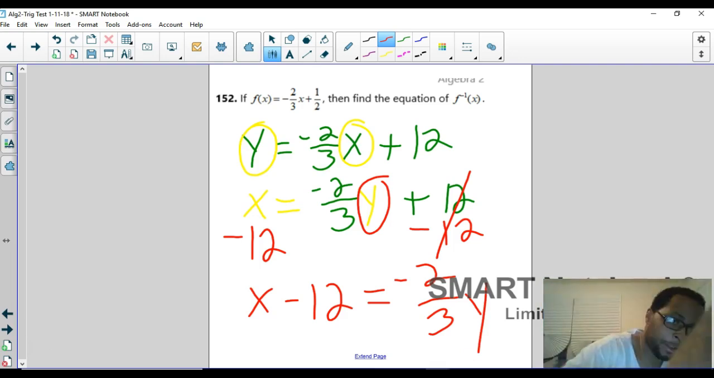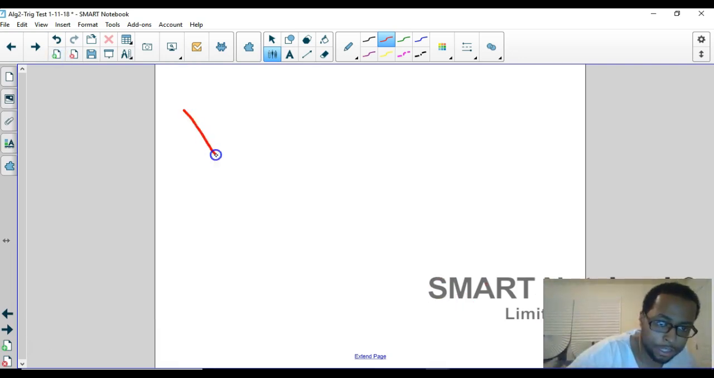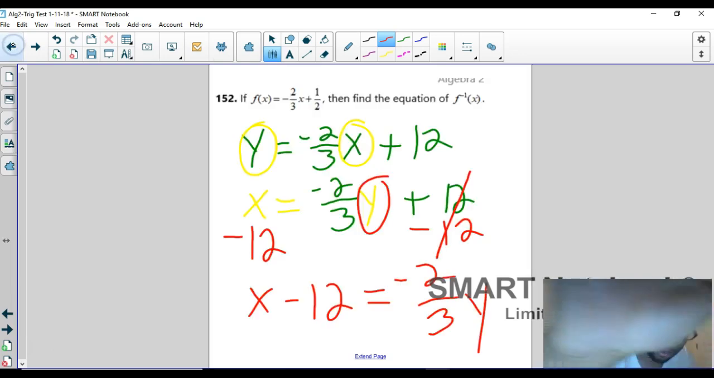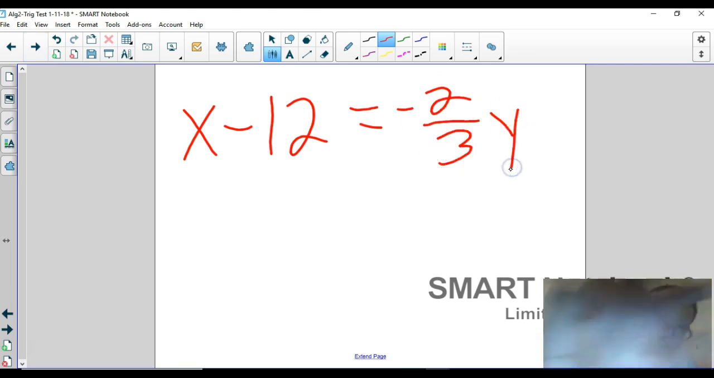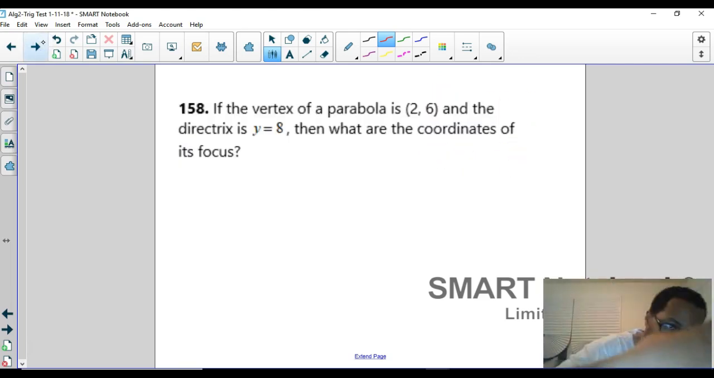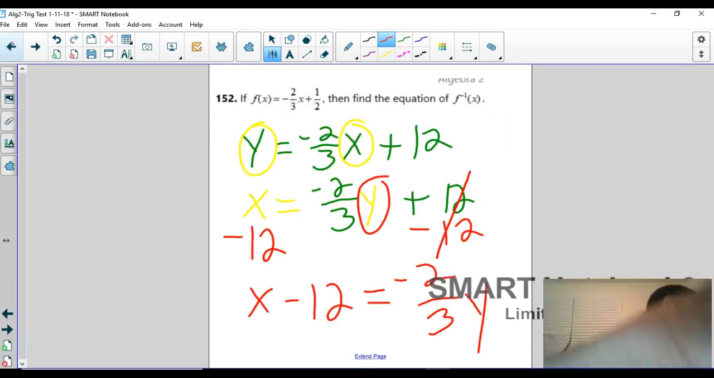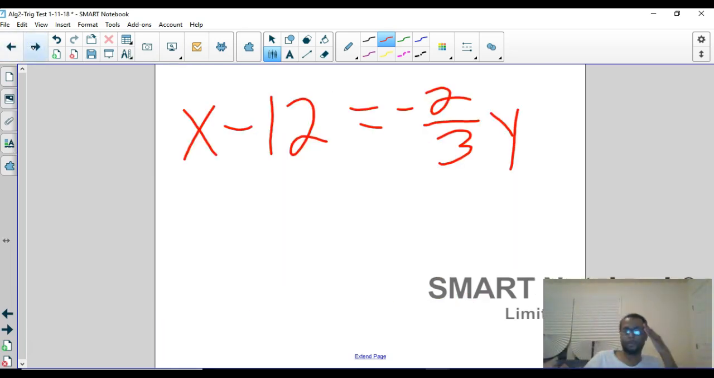Okay, and I'll write it on another page so we can see it. So x minus 12 equals, make sure I get the right question right, negative 2 over 3y. Okay? Make sure I got that right. Okay. Next step. We got to get rid of negative 2 over 3.